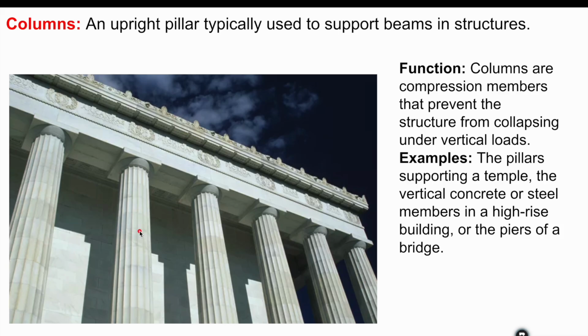So columns are compression members that prevent the structure from collapsing under vertical loads. Examples could be pillars supporting a temple, which is what you're seeing right here, the vertical concrete or steel members in a high-rise building, or the piers of a bridge.